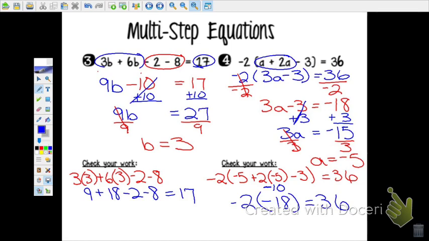So just some additional things to work with these multi-step equations. Sometimes we have some distributive property that we could do, combining of like terms, which is going to clean things up before we start that process of solving those equations.